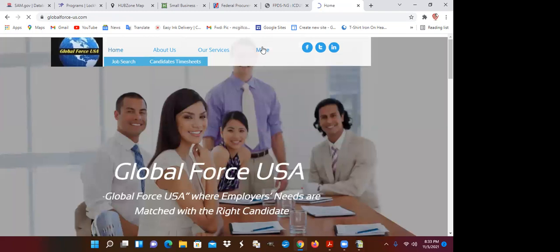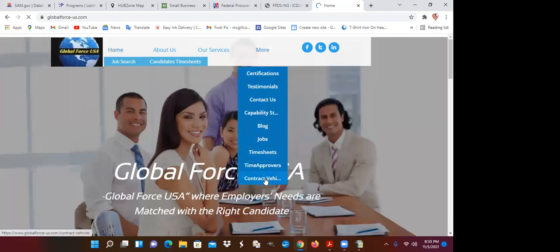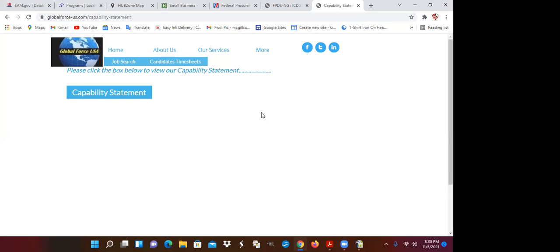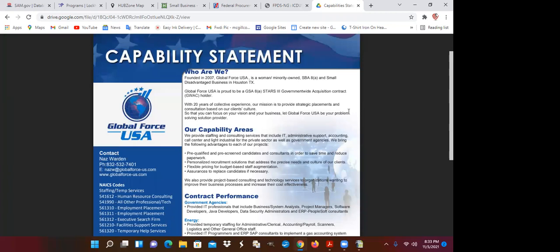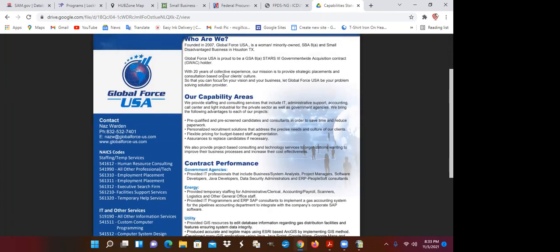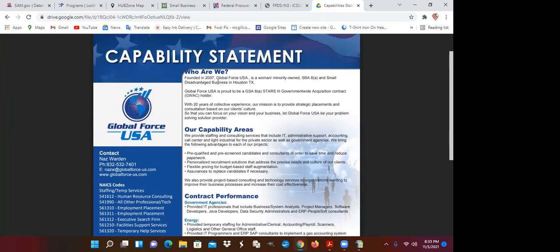Yeah, these people here, let me see, contract vehicles, capability statement. Let's see what their capability statement looks like. Founded in 2007, is a woman minority owned company. 8A, small disadvantaged business. 20 years of collective experience. Now let me tell you, I don't know if you guys know, but let me tell you a secret to that experience right here.